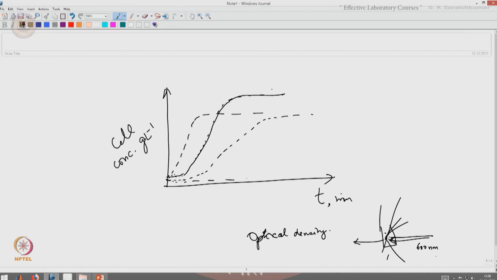The expected result is something like this: some groups could get this, that is perfectly fine. Then they find out the specific growth rate, compare it with the literature values to see whether it is fine for that particular organism, and so on and so forth. Then if it is all fine, they go ahead and do some other experiment.